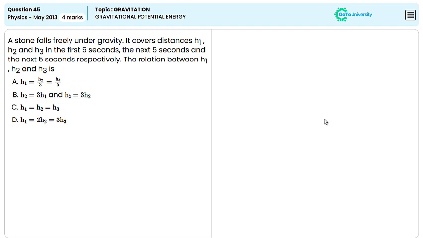From the question, it is understood that a stone falls freely under gravity and it covers distances h1, h2 and h3 in consecutive 5-second intervals. We need to find the relationship between h1, h2 and h3.